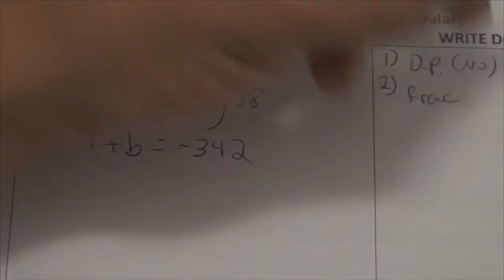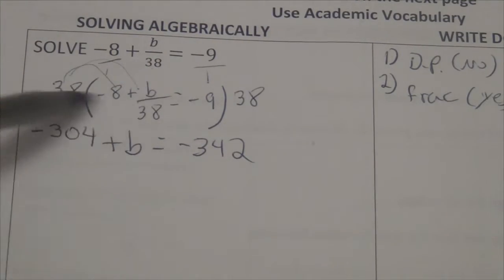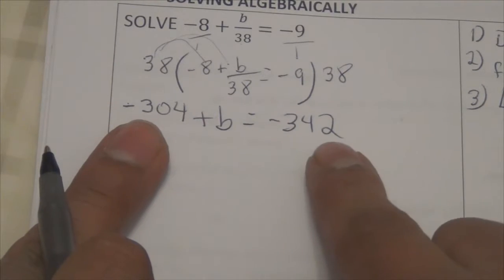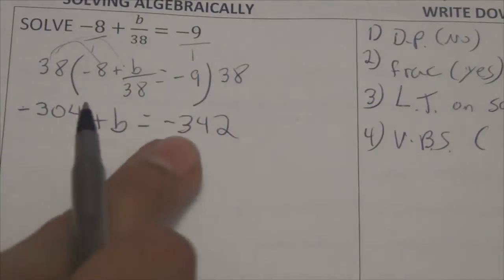Okay, so now, no distributive property, fractions, yes, and you know what to do. Find the common denominator, multiply the whole equation by the common denominator, then you proceed to step number 3, which is like terms on the same side of the equation. Do I have like terms here? No. Do I have like terms here? No. So then now I'll move on to the 4th step. Variables on both sides? Nope, I only have b on one side, so no.